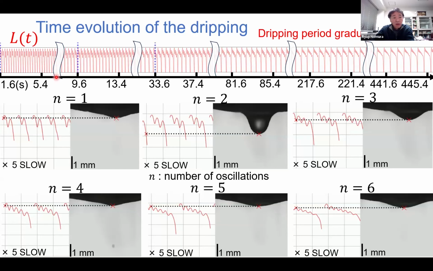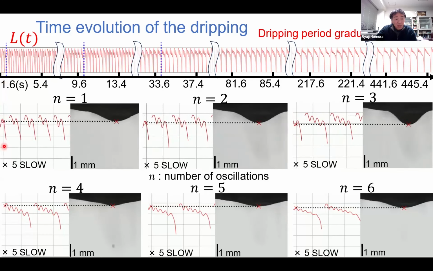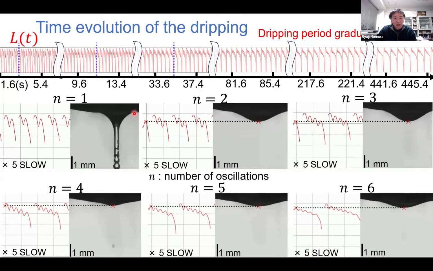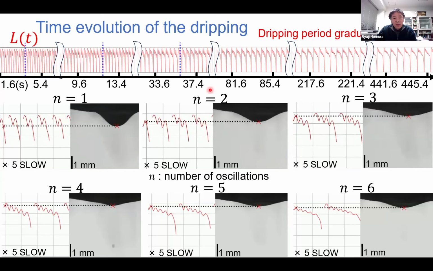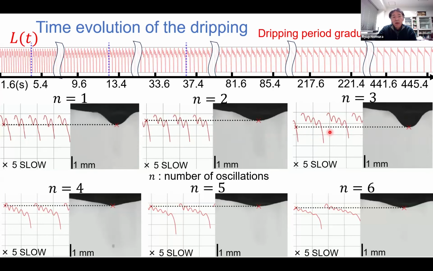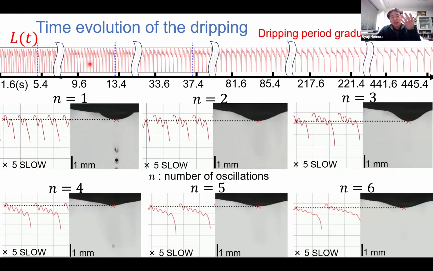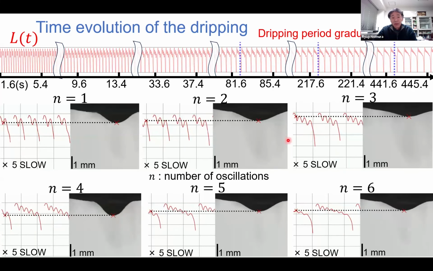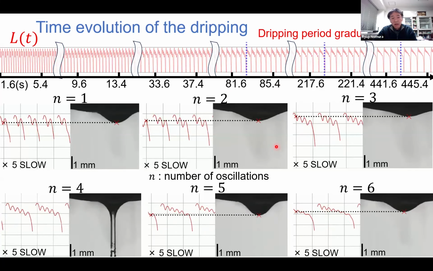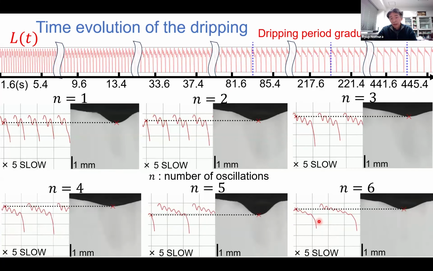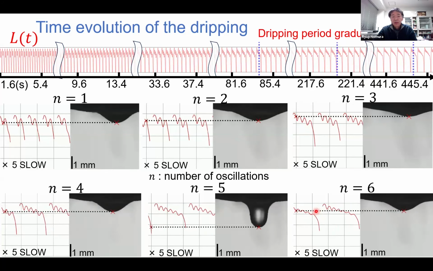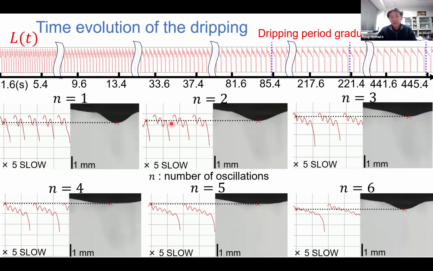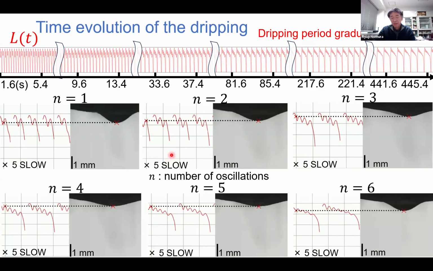So let me show. Around here, the flow rate is high and it oscillates one time and drips around here. But later it oscillates twice. And around here it oscillates 3 times. So the amount of liquid decreases, the flow rate decreases, and the number of oscillations increases. Around here it's 4 times, around here it oscillates 5 times, around here it's 6 times. So you can see that the timing of this dripping was completely governed by this oscillation, because this oscillation amplitude is so large.